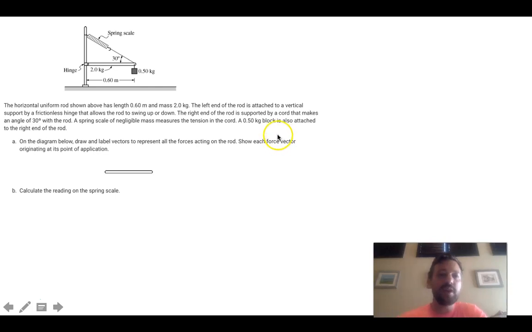Okay, last thing I want to do is I just want to do the free body diagram of this rod, okay? Because I think there's stuff that people could miss on here. So, it says that there's a horizontal uniform rod shown above of 0.6 meters and a mass of 2 kilograms. The left end of the rod is attached to a vertical support by a frictionless hinge that allows it to swing up or down. The right end of the rod is supported by a cord that makes a 30-degree angle with the rod. The spring scale is negligible mass and measures the tension in the cord. A 0.5 kilogram block is also attached to the right end of it. On the diagram below, draw and label vectors to represent all the forces on the rod.